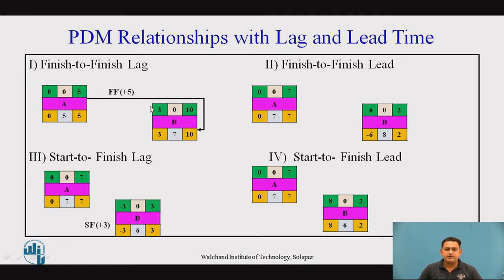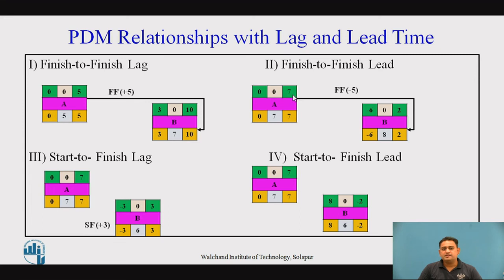So this 3 will be, again, there is no relationship at the left hand side of B with the right hand side of A. So we have to take it as it is, equal to LST of B. So in this way, we can go for the forward as well as backward time calculation of activities A and B for the relationship of finish to finish lag time. Here we have to go for the time calculation. Again, A is having the duration of 7. So EST will be 0.